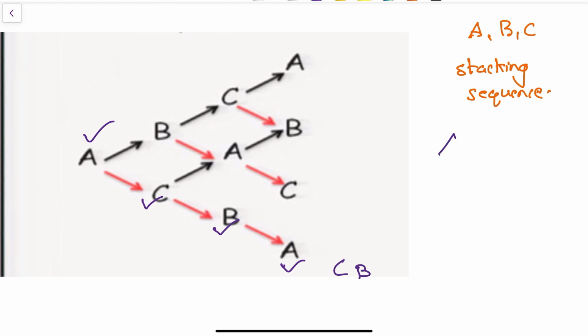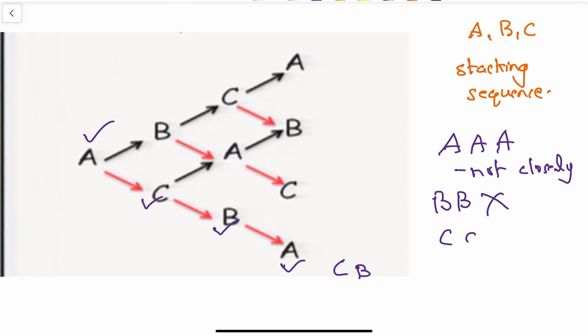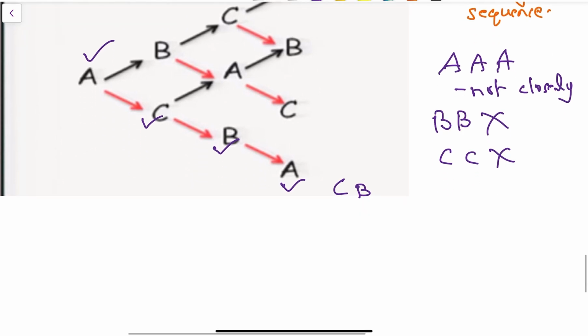But repeating the same layer is not allowed, because that is not closely packed. Okay? You need to keep that in mind. The atoms will arrange themselves in a very closely packed structure. So these are the different stacking sequences.